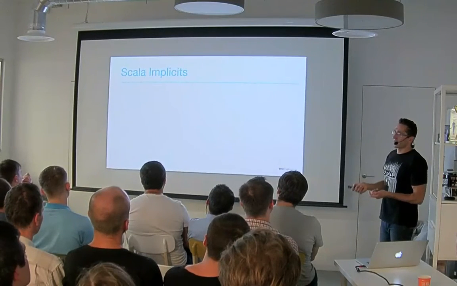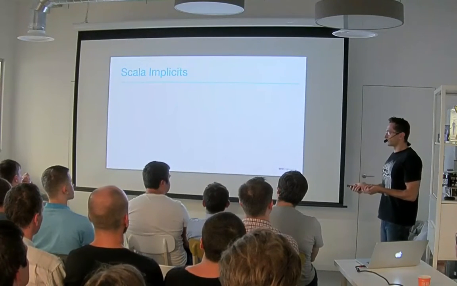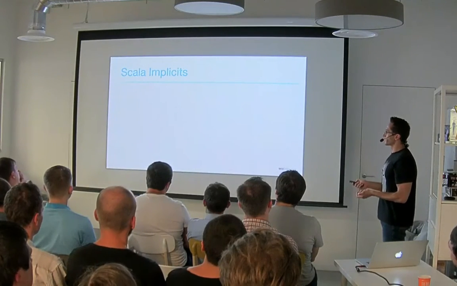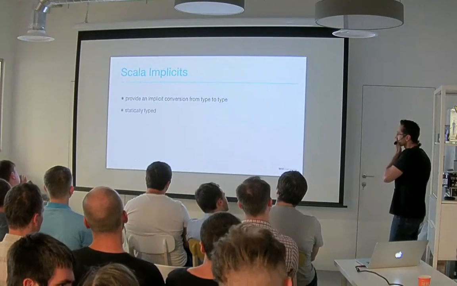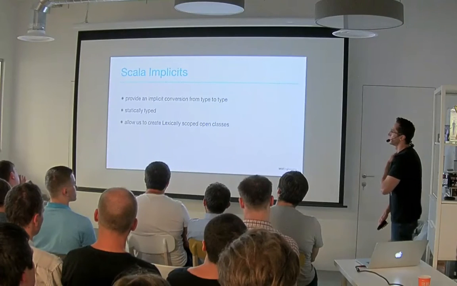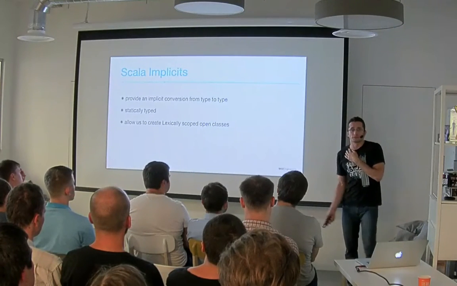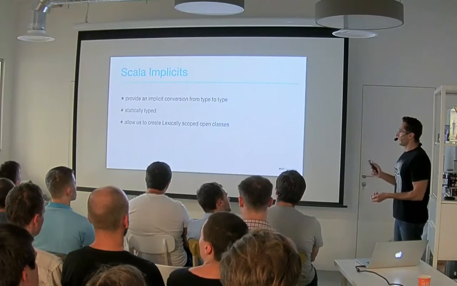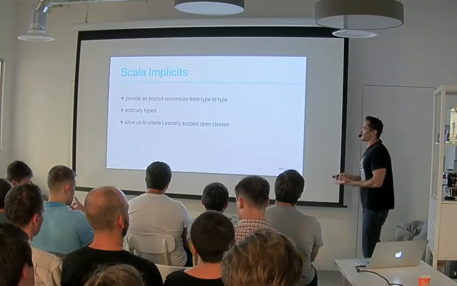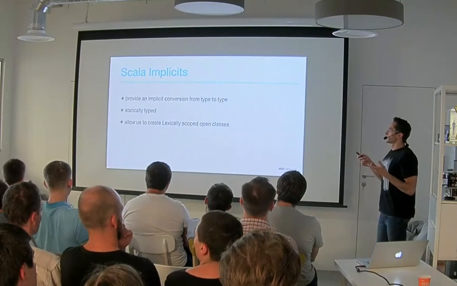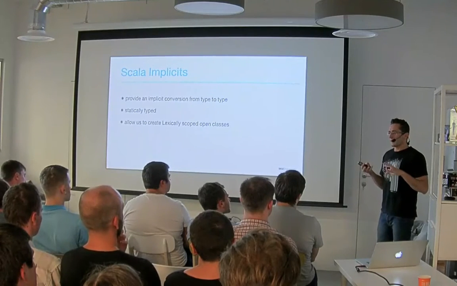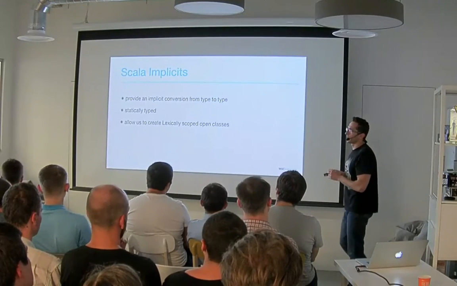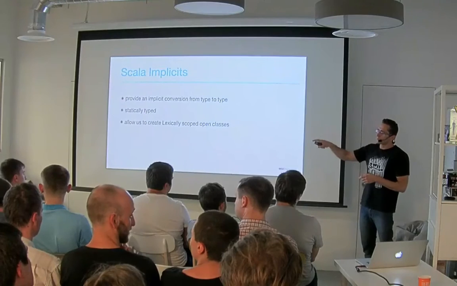And the really cool stuff is Scala implicits. Are any of you familiar with implicits in Scala? Okay. So Scala implicits are basically a feature of the compiler, which allows us to do several things. Implicit conversion from type A to type B. They are statically typed, and they allow us to expand existing classes. So let's see what that means. Scala implicits are basically methods and parameters that are wired up implicitly by the Scala compiler without you having to specify that this one should become this one.